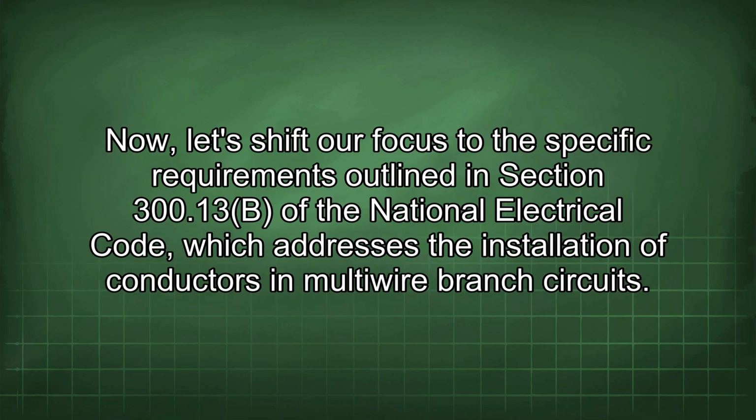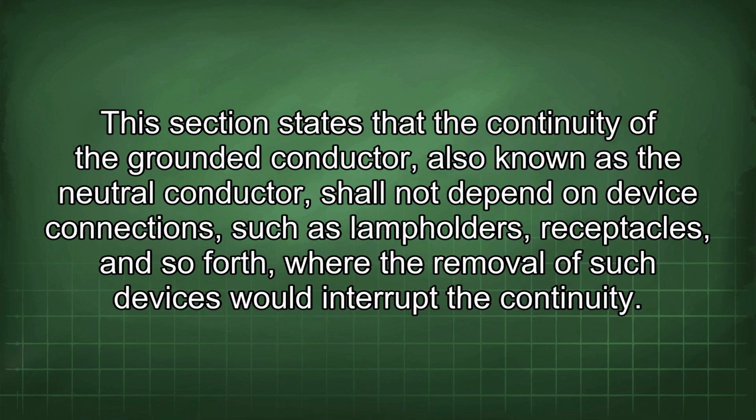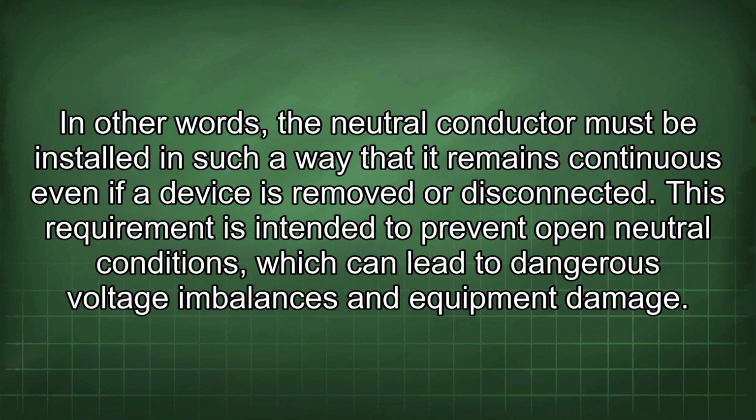Now, let's shift our focus to the specific requirements outlined in Section 300.13(B) of the National Electrical Code, which addresses the installation of conductors in multi-wire branch circuits. This section states that the continuity of the grounded conductor, also known as the neutral conductor, shall not depend on device connections such as lamp holders, receptacles, and so forth, where the removal of such devices would interrupt the continuity. In other words, the neutral conductor must be installed in such a way that it remains continuous even if a device is removed or disconnected.